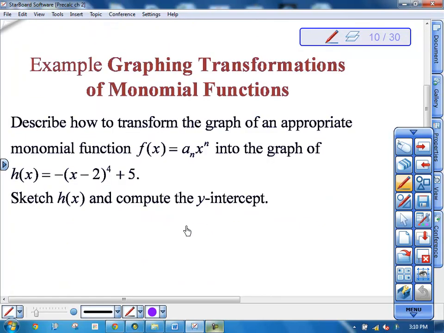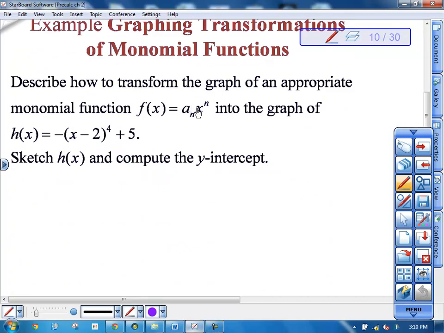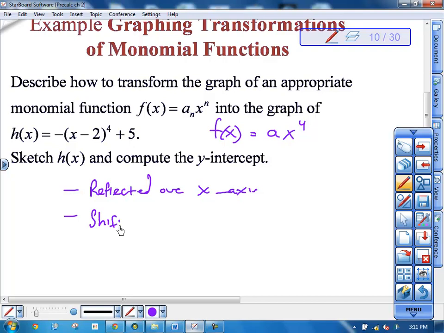All right, so here is an example of how we can shift this. It's basically saying, if the parent function is f of x equals ax to the fourth power, this is the fourth degree, how is this one shifted in comparison to this? The first thing is this negative sign is a reflection over the x-axis. It's also shifted 2 units to the right. If you subtract 2 from x, that's a horizontal shift, 2 units right. And then it's also shifted 5 units up because of that. And that's all in the formula sheet, in case you have forgotten.